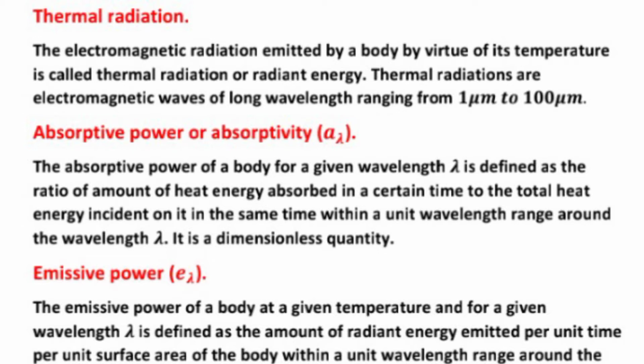Now, emissive power, denoted by E lambda. The emissive power of a body at a given temperature and for a given wavelength lambda is defined as the amount of radiant energy emitted per unit time per unit surface area of the body within a unit wavelength range around the wavelength lambda.